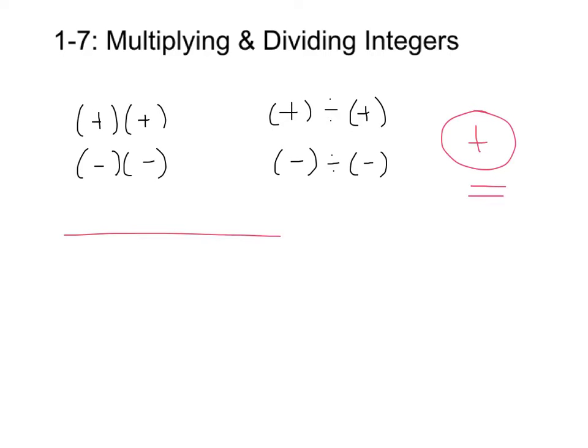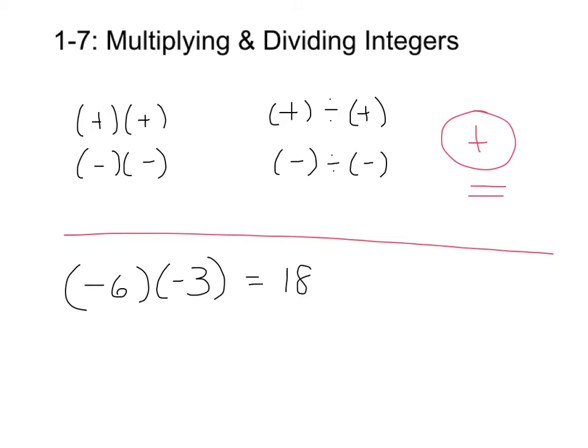So what that means is that if I have negative 6 times negative 3, 6 times 3 is 18. Since I've got a negative times a negative, which is a positive, my answer is going to be positive 18. So basically I multiply and divide just like normal, with the addition of the sign.